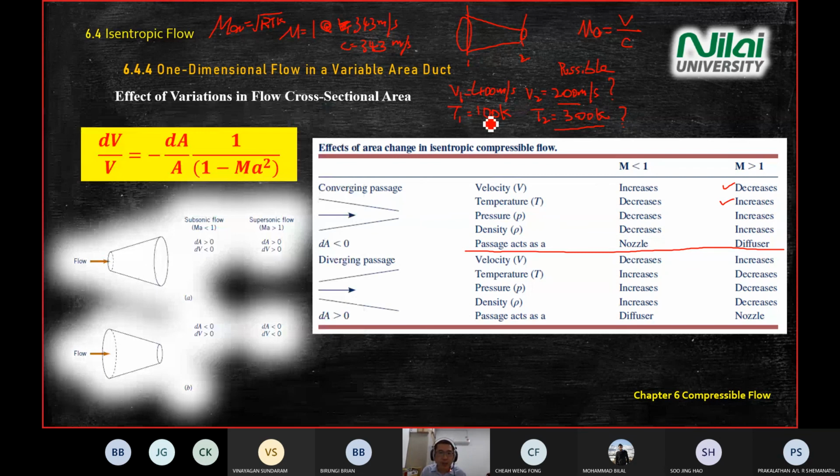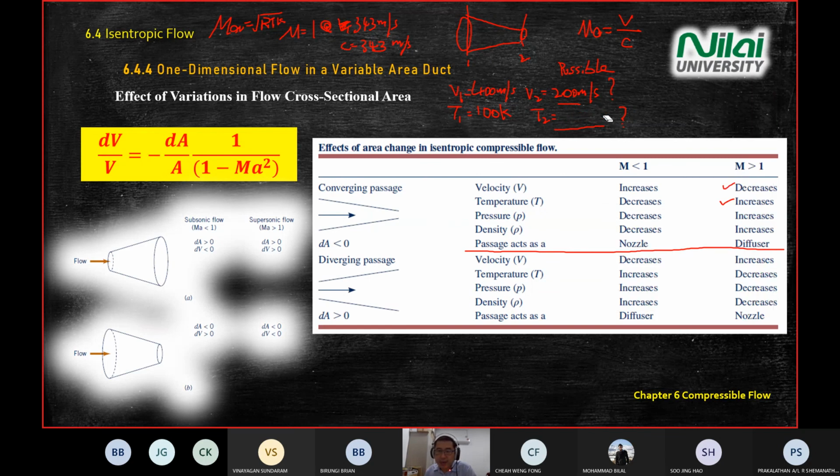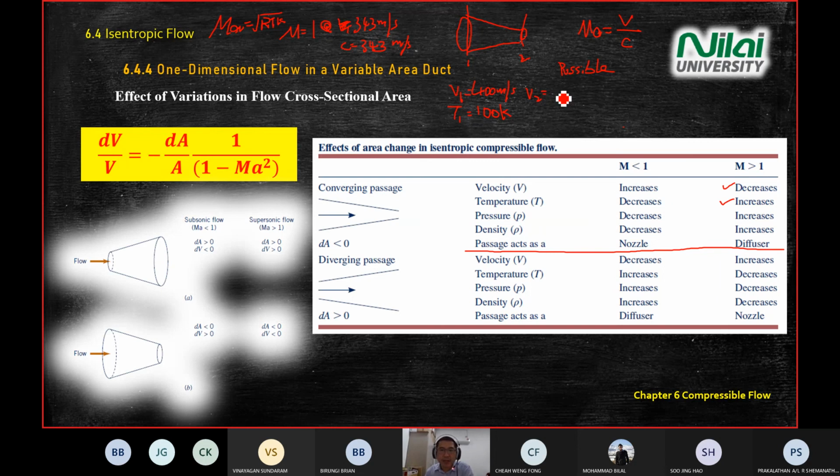Okay, Joshua, you are the last one. If you're able to answer, then everyone can go home. Okay, now I changed the question a bit. You have the same setting, converging passage, same speed of sound at point 1, velocity at 400. So what is your guess answer for V2?